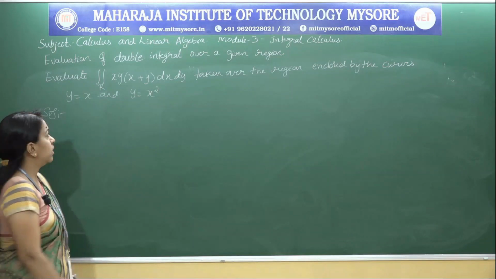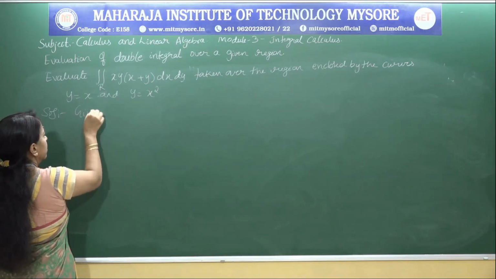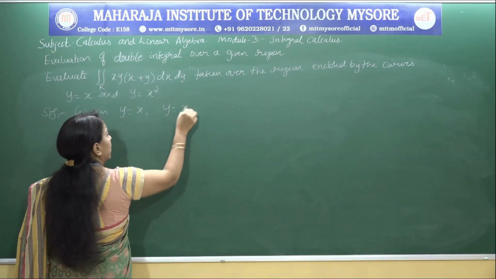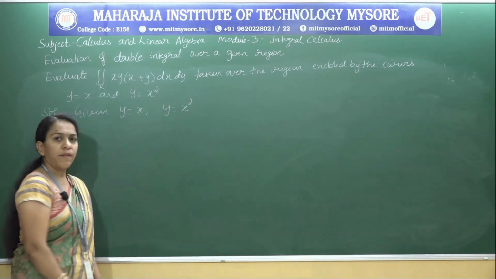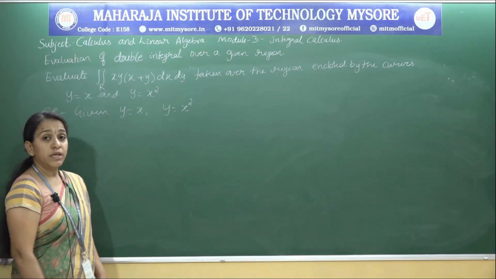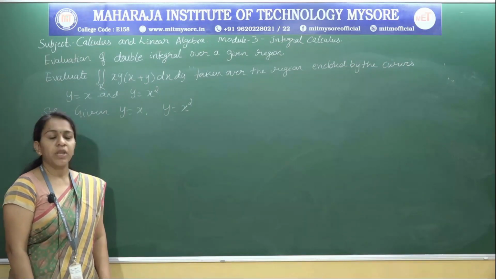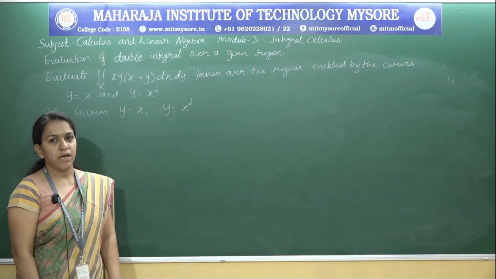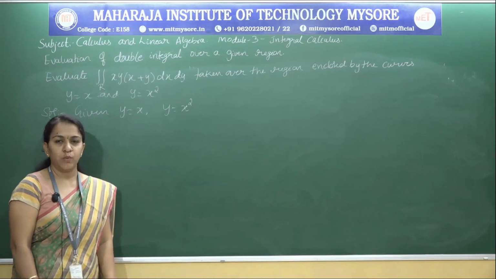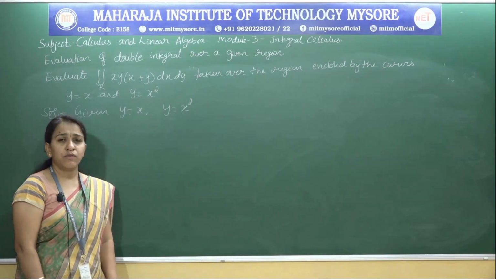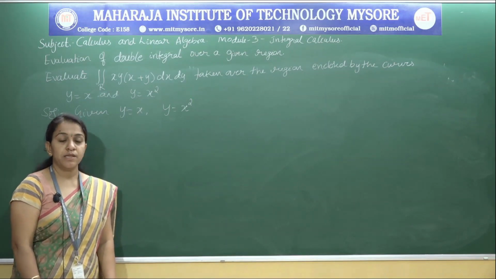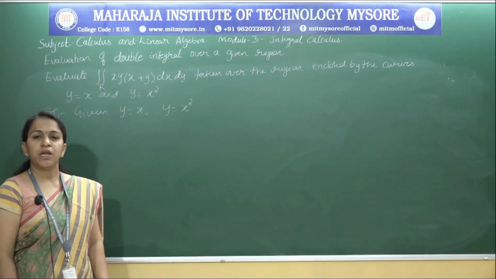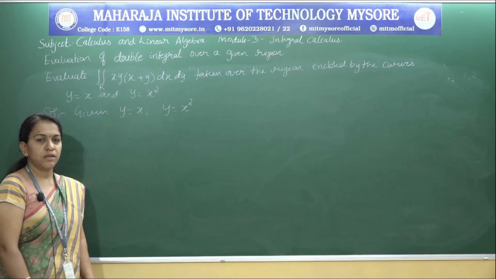So consider the given curves: y equal to x and y equal to x square. What are the given curves? Yes, y equal to x is the equation of a straight line passing through the origin and making an angle of 45 degrees with the x axis. And what is y equal to x square? Yes, y equal to x square is the equation of a parabola which is symmetric about the y axis.